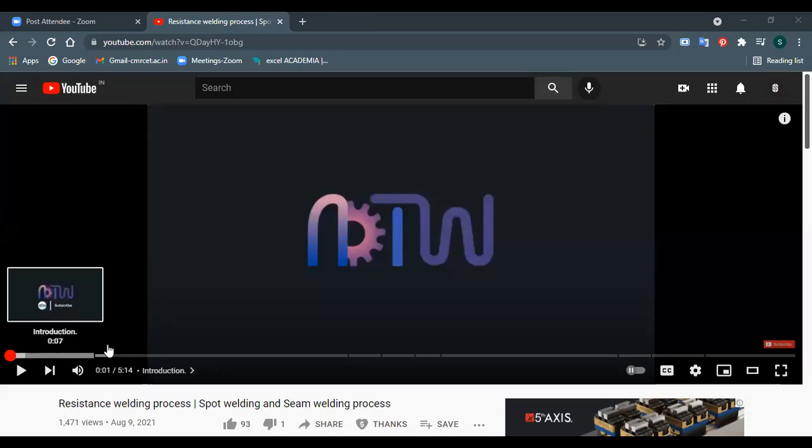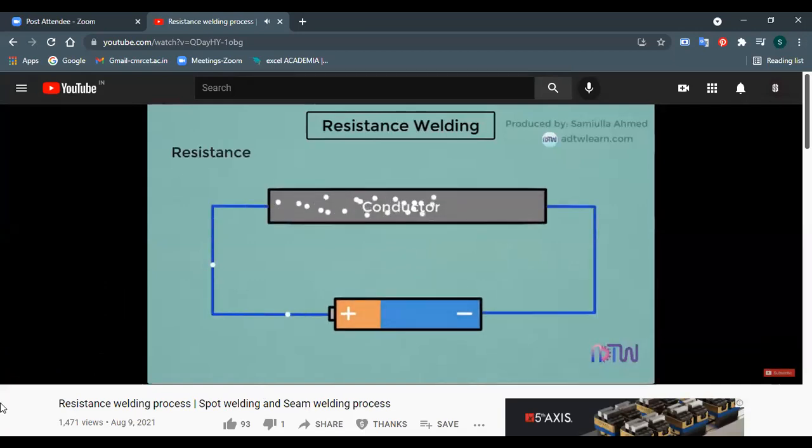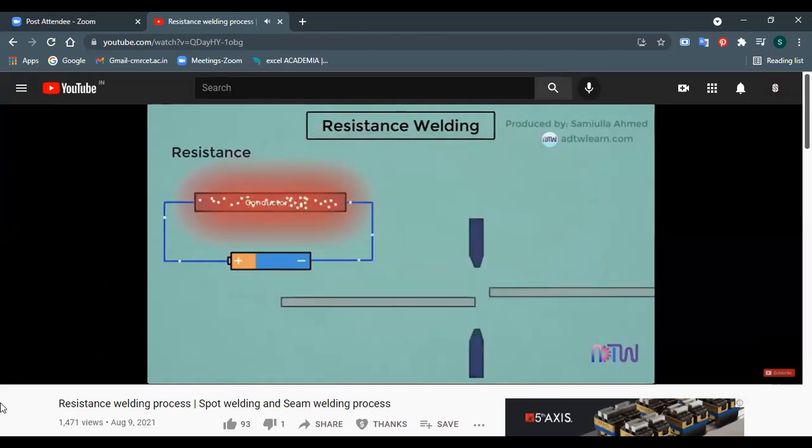The principle: resistance is the property of the conductor by virtue of which it resists the flow of electrons, that is, the flow of current through it. This resistance to the flow of electrons creates friction and heat. This heat generated is then used to join the two similar or dissimilar metals by melting and forming a bond between them.